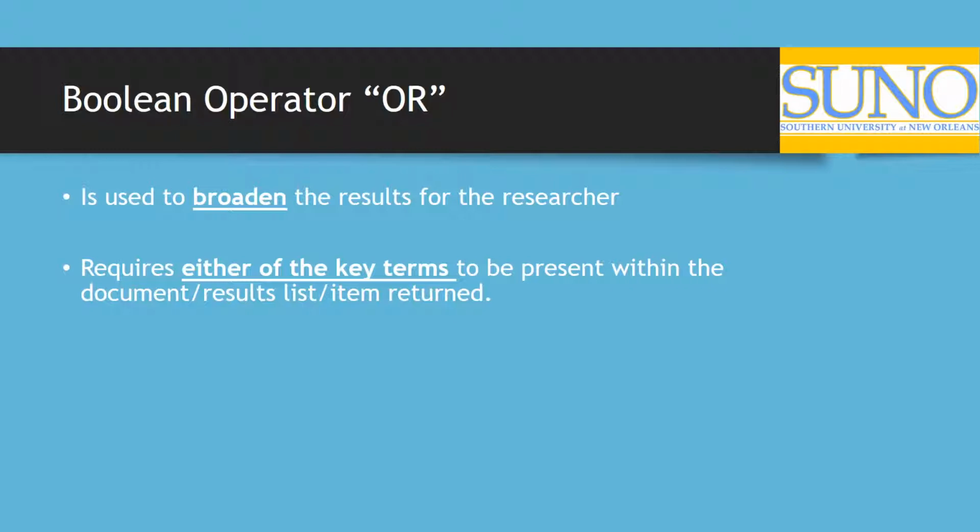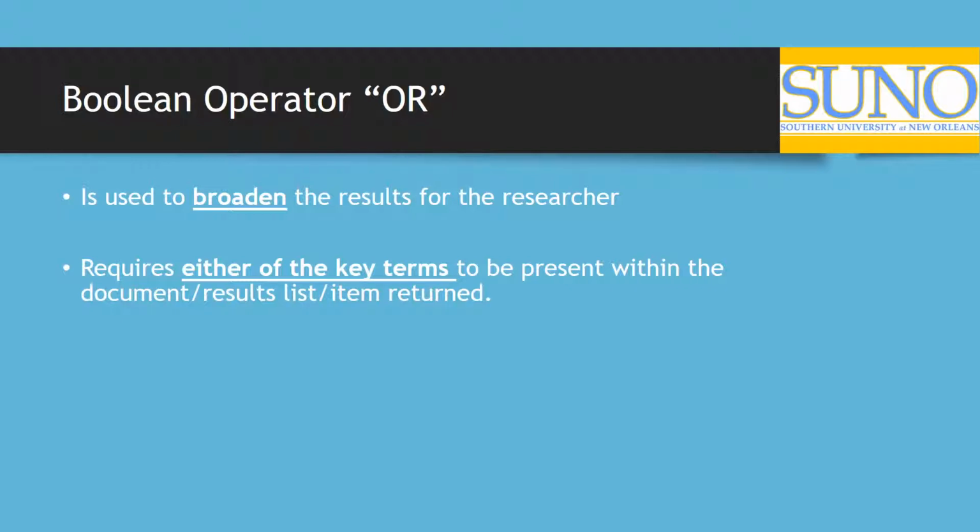The next Boolean operator I'm going to discuss with you all is the term OR, which acts as the opposite to the Boolean operator AND. OR is used to broaden the results for the researcher. It requires either of the key terms to be present within the document, results list, or the items that are returned.